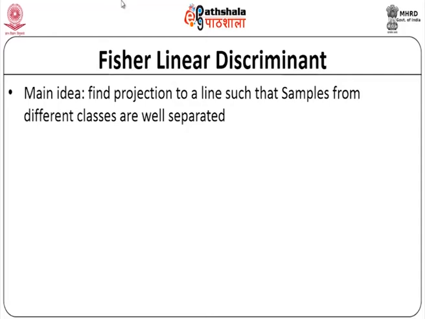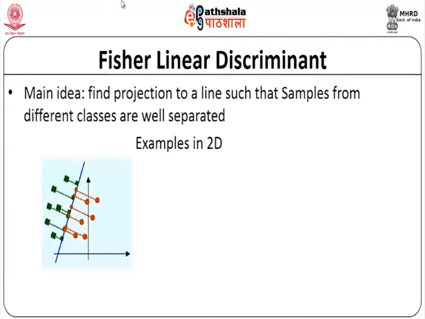So, if your classification was not according to the line of maximum variance, then your classification will not be correct if you use principal component analysis. But Fisher linear discriminant actually finds a projection to a line such that the samples of different classes are well separated. Okay. So, let us see examples in 2D. This is an example in 2D.